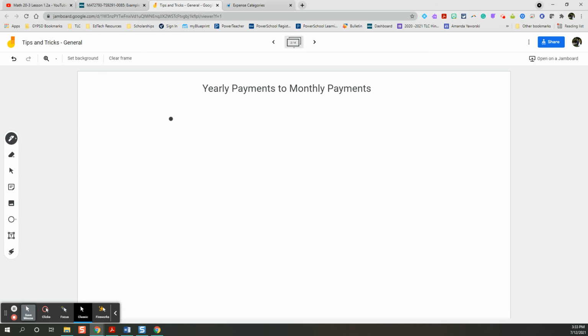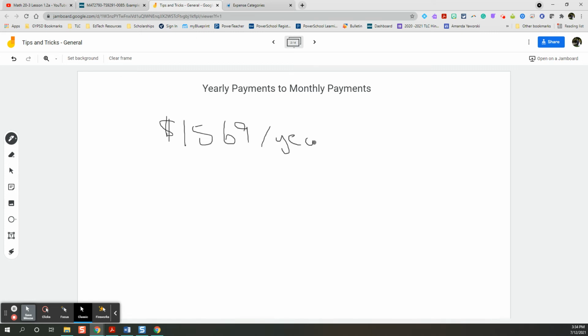Now, what if we need to calculate yearly payments into monthly payments? So, for example, a common payment that is yearly is actually car insurance. So you have the option to pay car insurance monthly or yearly. So you can make whatever decision. But if you wanted to know how much it would be each month, let's say your car insurance is $1,569 a year.